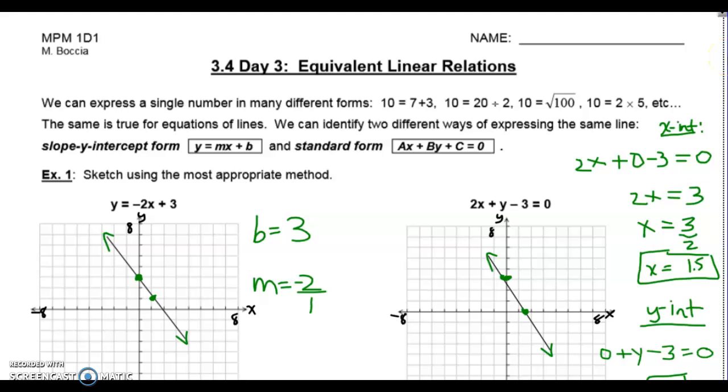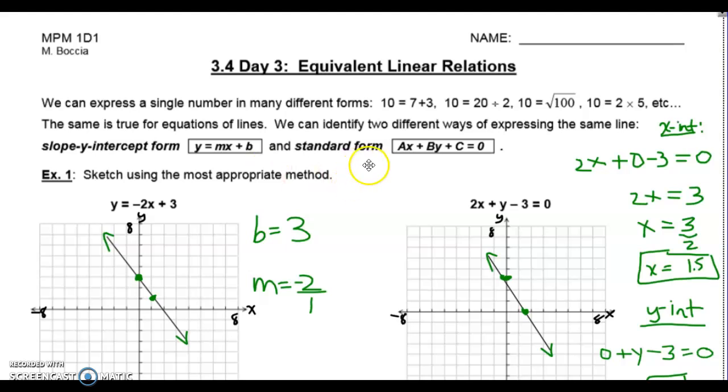Hello, today we are looking at section 3.4. This is our third day looking at this section, and we are looking at equivalent linear relations. So we have to date looked at equations in slope-intercept form. Here's slope-intercept form, y equals mx plus b. M is the slope, b is the y-intercept.